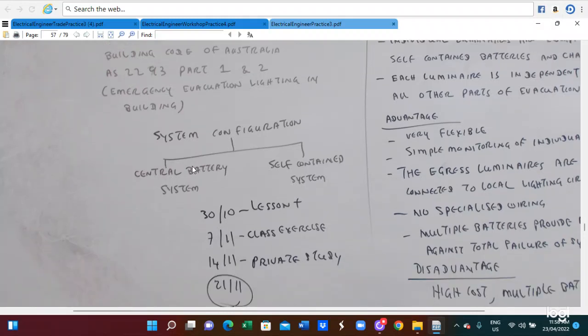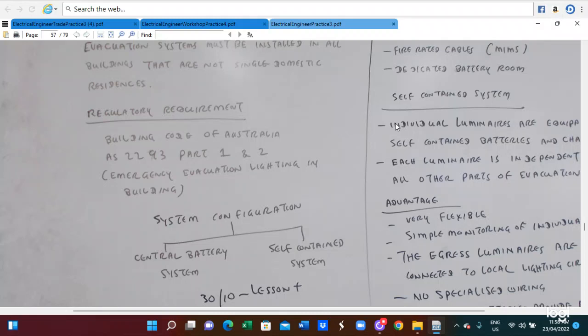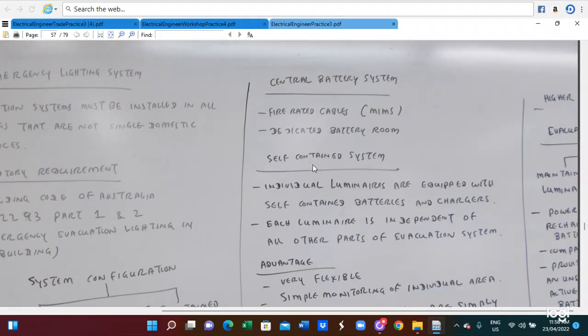So the building system configuration includes the central battery system and the self-contained system. For the central battery system, we must utilize fire rated cable, MIMS cable, and a dedicated battery load must be provided.